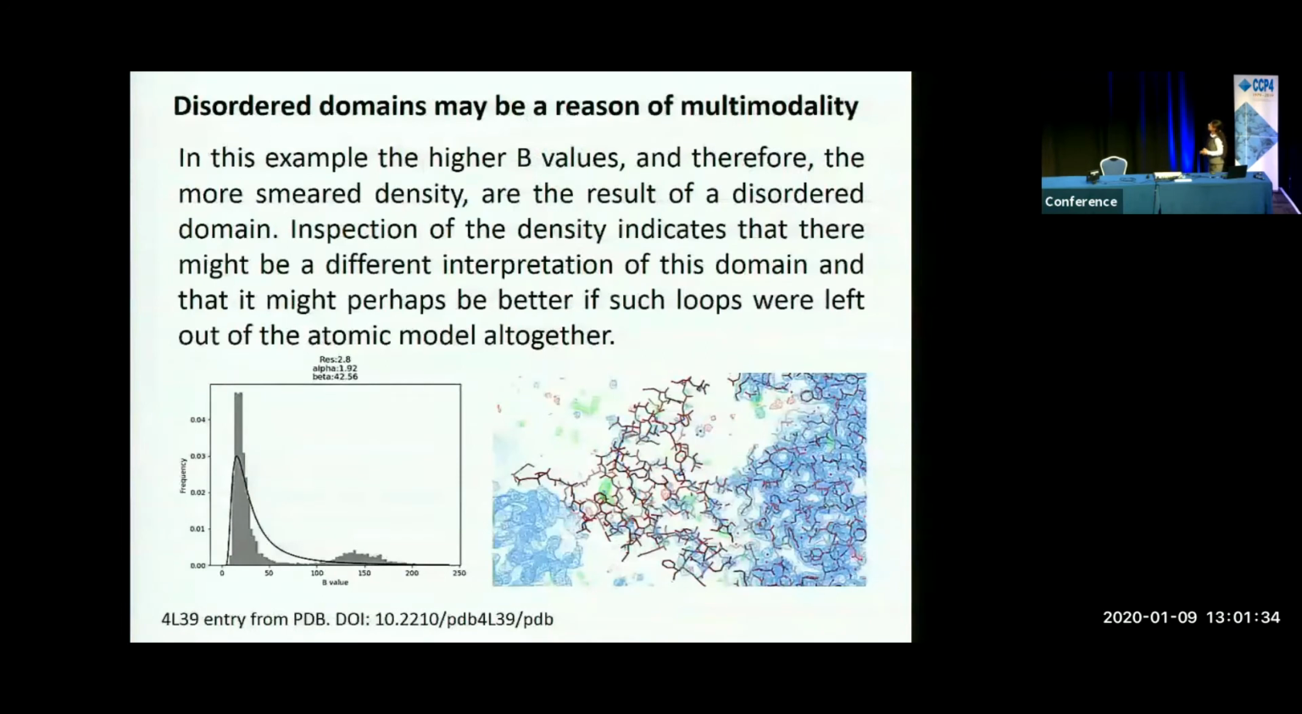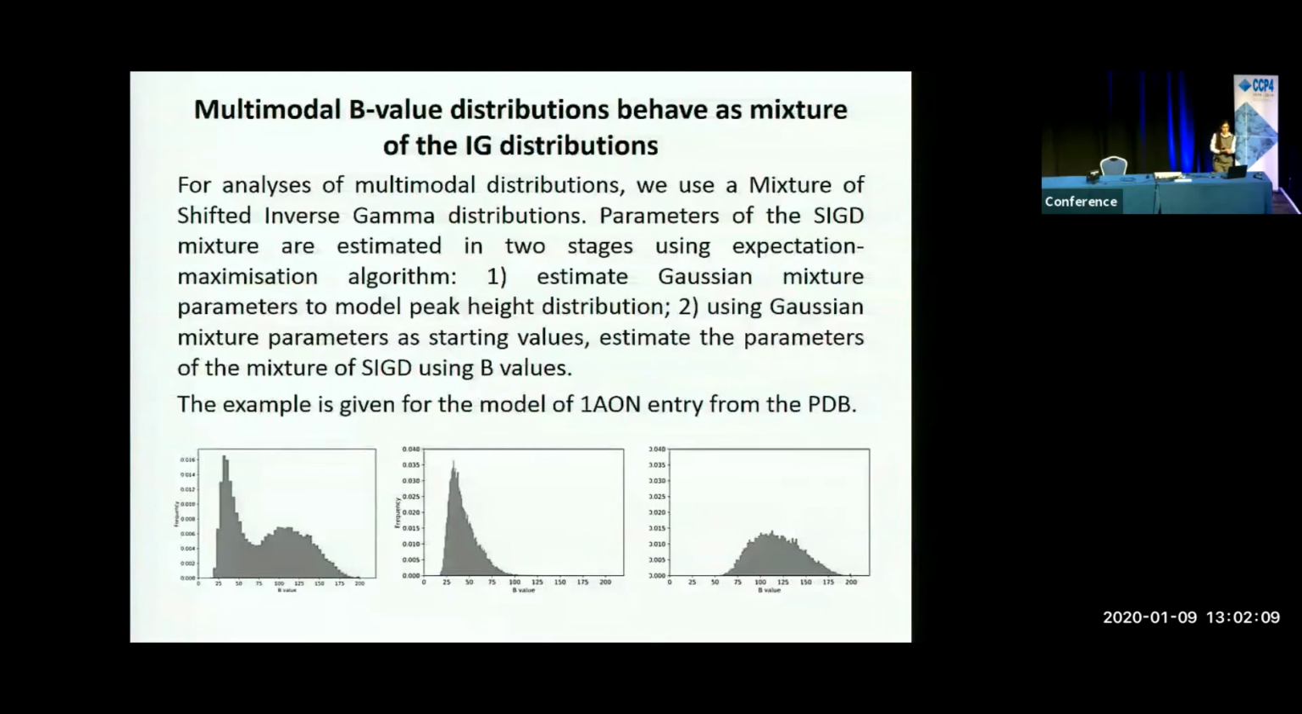In this example, the higher B-values and more smeared data are a result of the incorrectly placed domain. And the part in this distribution which forms the second mode, with higher B-values, corresponds to this disordered domain in the structure. So how do we deal with multimodal B-value distributions?